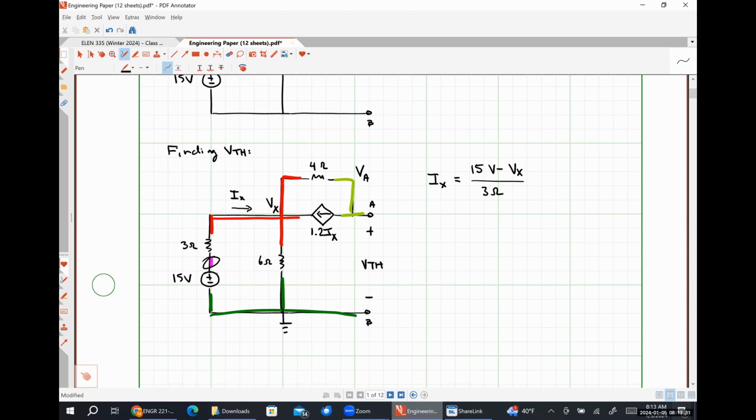We're effectively just going to not worry about a relationship for this node because we know that it's 15 volts at this point. We don't need to more formally do that. So now we can write our KCL equation at node A, or excuse me, node X. So that's going to be this current to the left, this current down, this current to the right, and this current up. The current to the left is Vx minus 15 over 3 ohms. The current down is just Vx over 3 ohms. The current to the right is going to be negative 1.2 Ix, and the current flowing up is going to be Vx minus Va over 4 ohms.